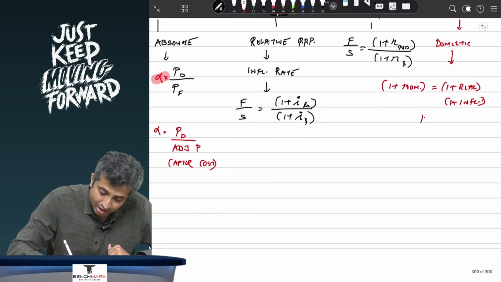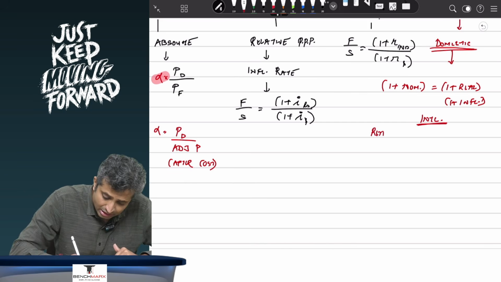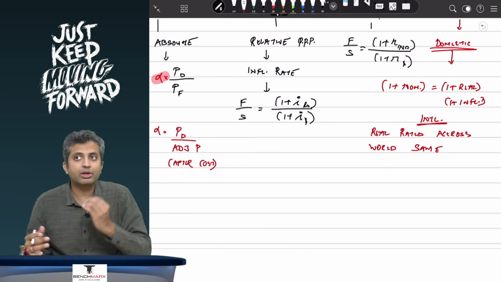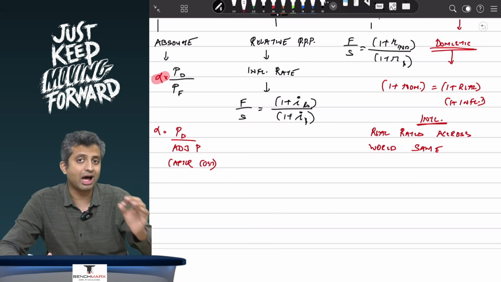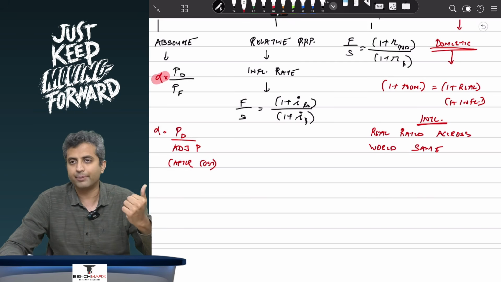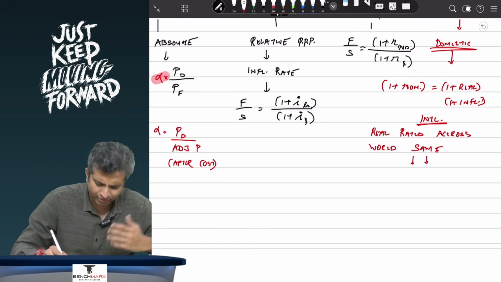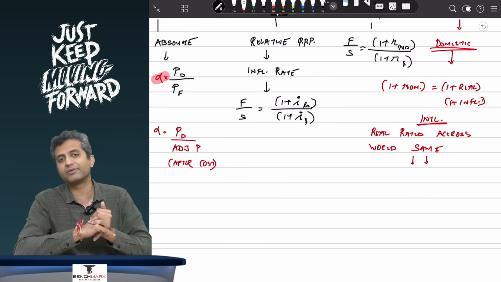Now, when you look at the international Fisher effect, what does Fisher say? Fisher says that he believes that the real rates across the world are the same. Which means if there's a difference in interest rates in the US and India, that is largely not because the real rates in the US or in India are different. It is largely because the inflation is different. So if the real rates are the same across the world, then the differences in the nominal rates represent differences in inflation.